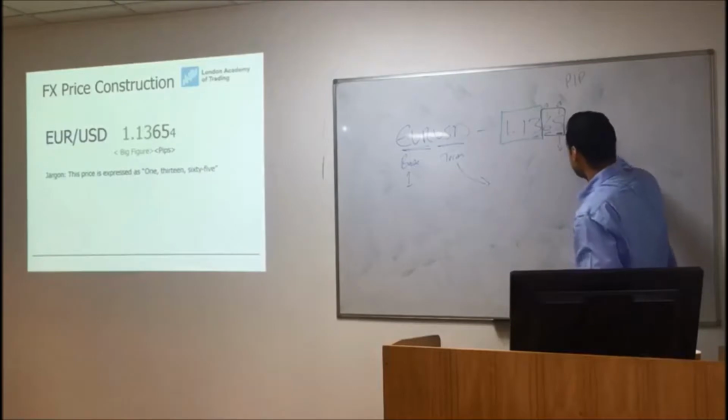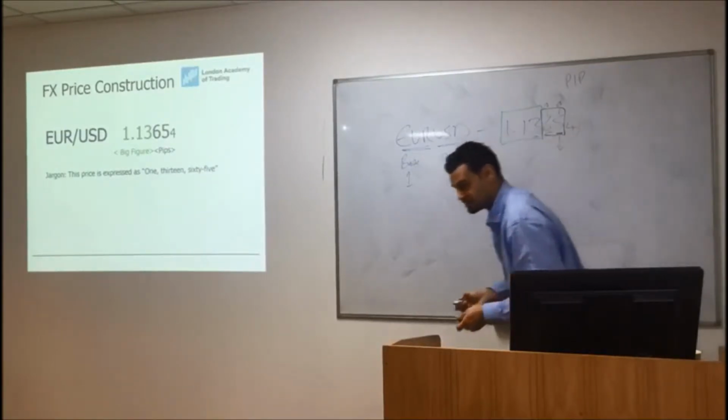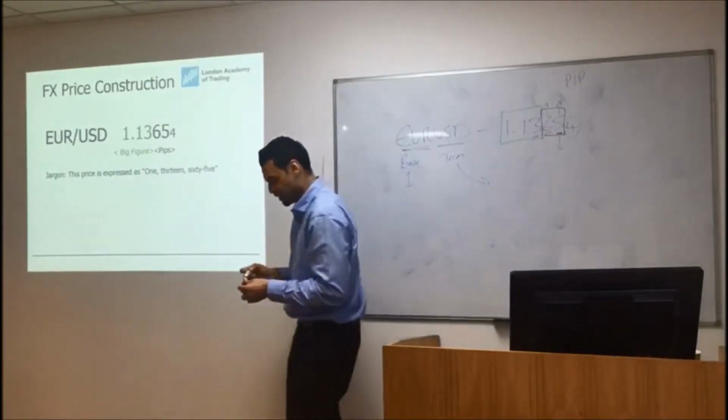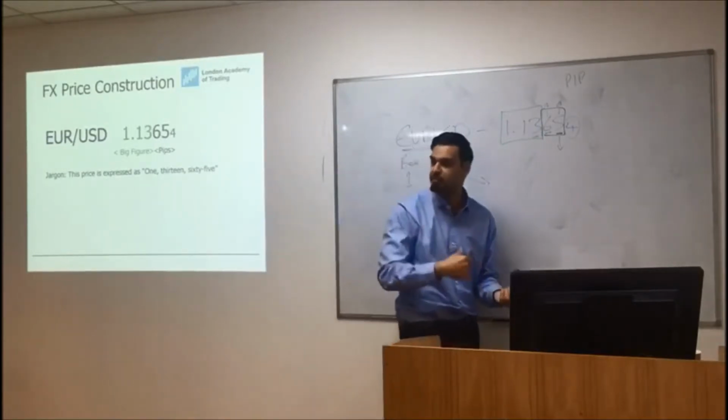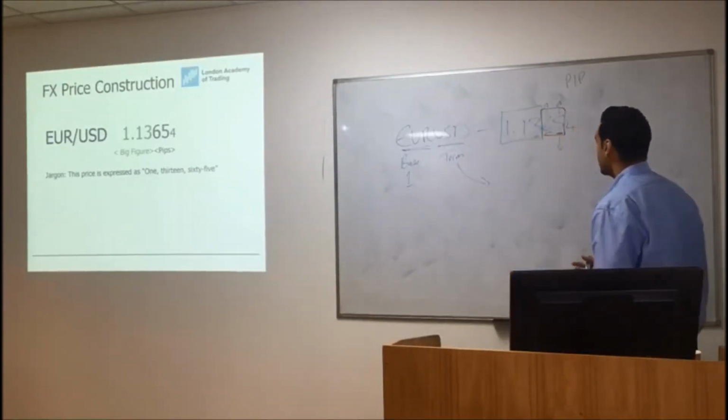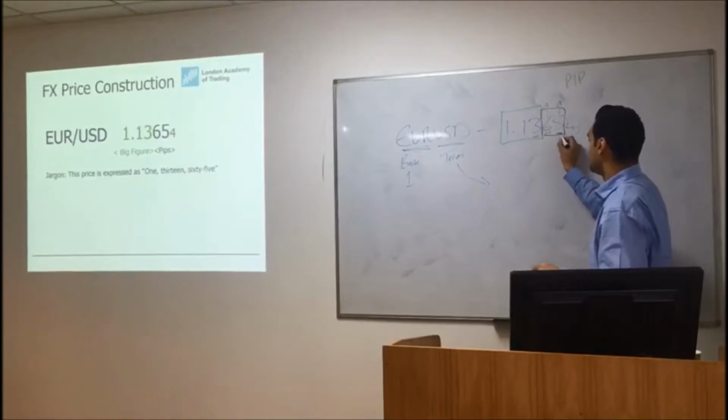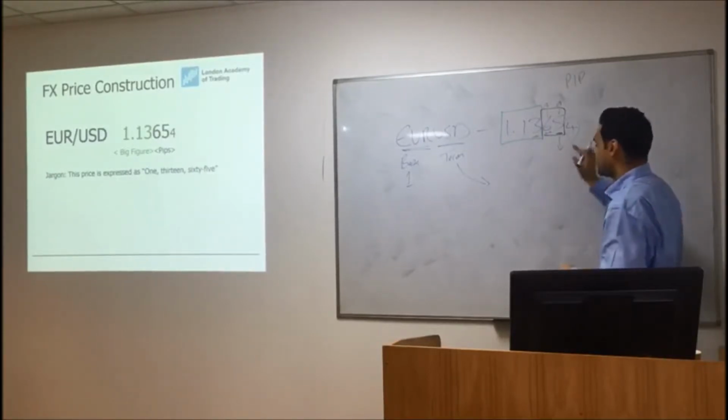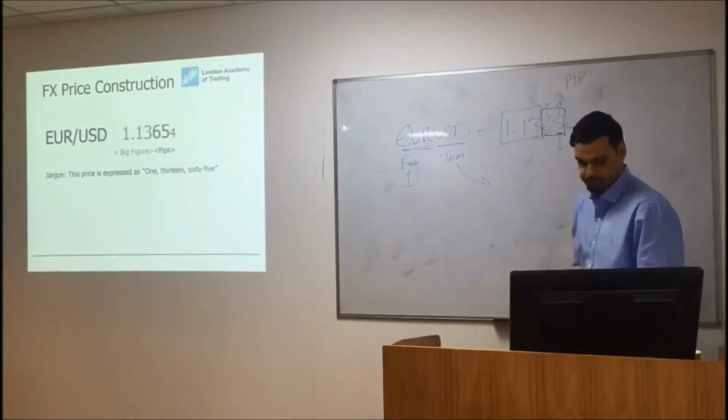The fifth decimal place, that's just a pipette. Silly name, but it's called a pipette, and it's a fraction of a pip. That's all we see. So generally, your focus is from the fourth decimal place. You don't really put any focus on the fifth decimal place.